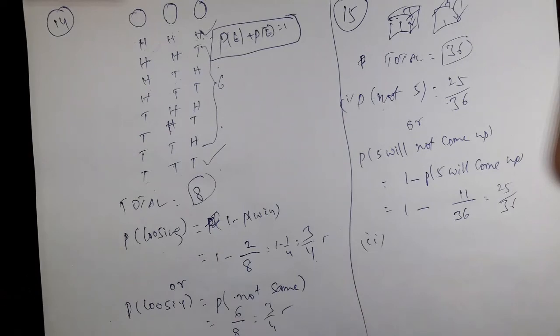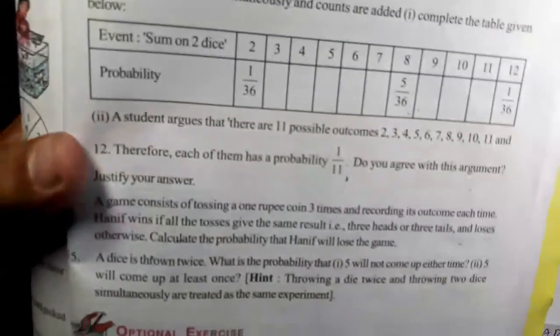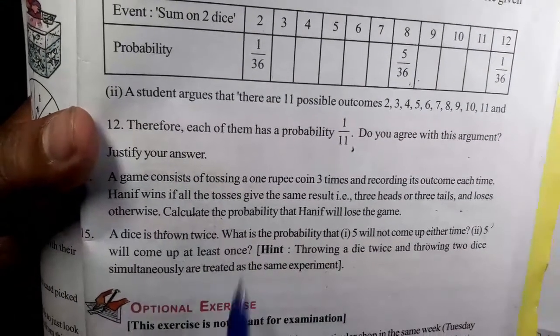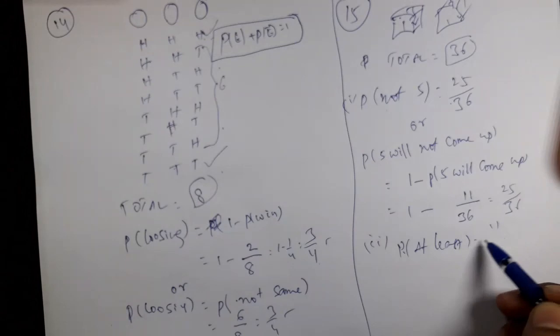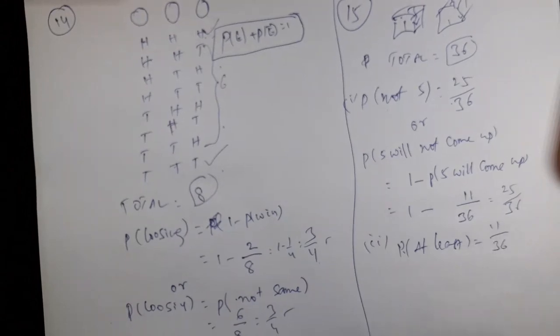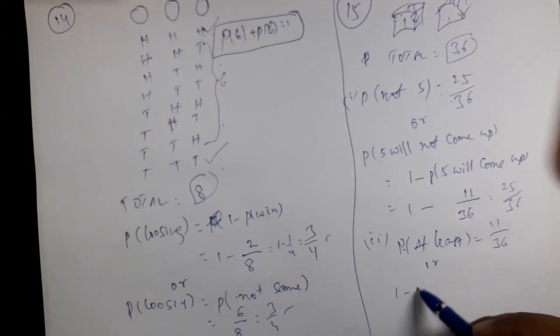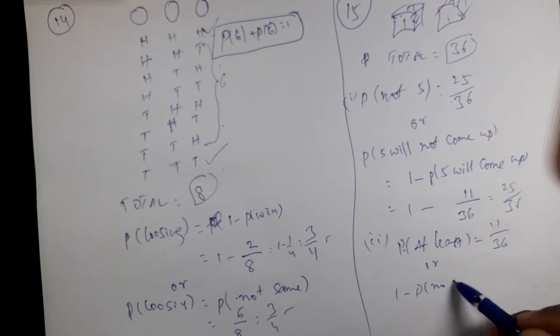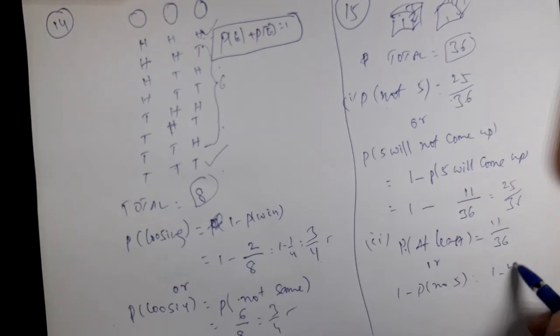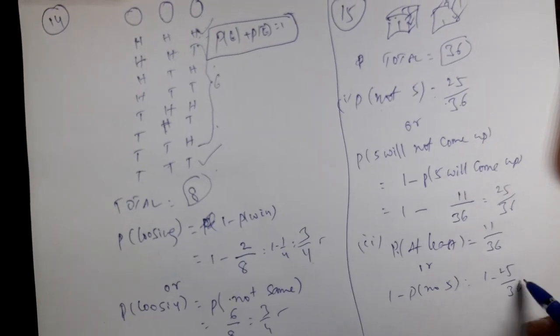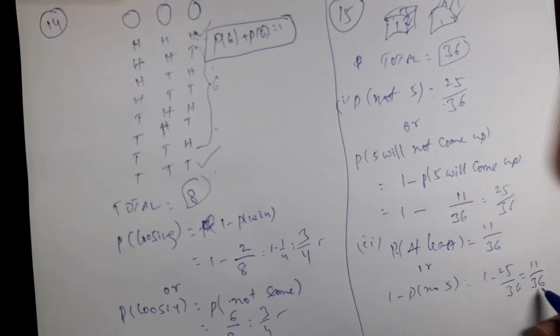Next, the second part: 5 will come up at least once. We have discussed 5 at least once. At least once means, of course, 11 cases, so 11 by 36. Or 1 minus the probability for no 5. No 5 means 25 by 36, so 1 minus 25 by 36 is also 11 by 36. Either way you can do it. So this is question number 15.